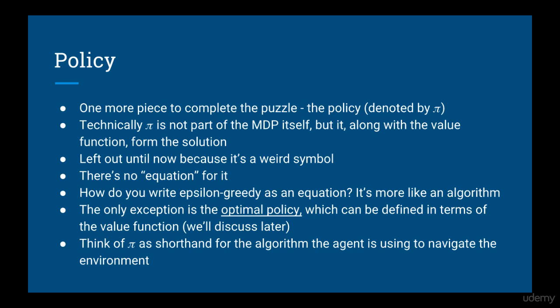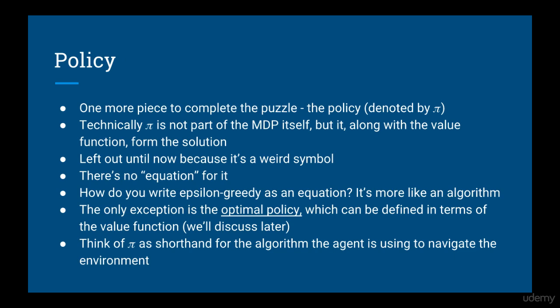There is, however, one more piece we need to complete the puzzle. The other key term in Markov decision process is decision. The way we make decisions for what actions to do in what states is called a policy. We usually denote a policy with the symbol pi. Technically, the policy is not part of the MDP itself, but it's part of the solution along with the value function, which we'll define more formally soon.